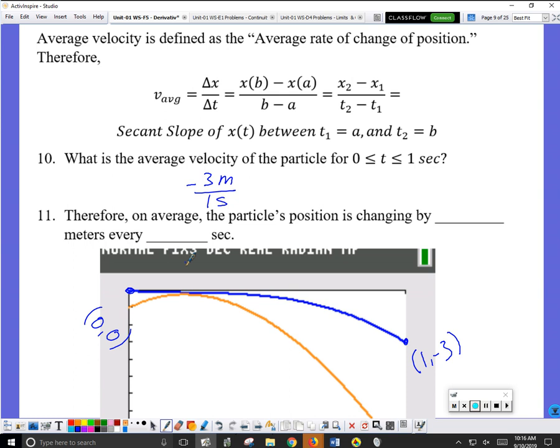That's average velocity. So -3 meters per 1 second. That's exactly what this is telling you: change in position divided by change in time. That's average velocity, and then the wording just explains that. The particle's position is changing by -3 meters every 1 second.